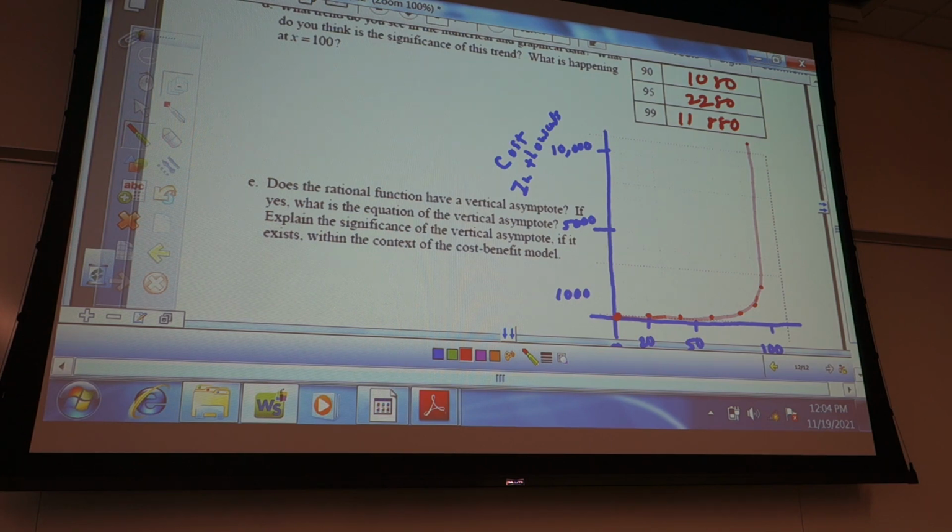Does it have a vertical asymptote? So you see an asymptote going up and down? Yeah. Where is it at? 100%. You can never touch 100. You can get closer and closer to it, but you can't touch it. Here's my vertical asymptote. It means as you get closer to 100, the cost goes up crazy high. The closer you get to 100, the crazier higher it goes.